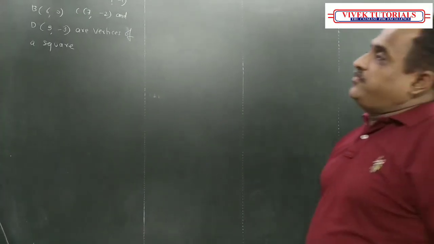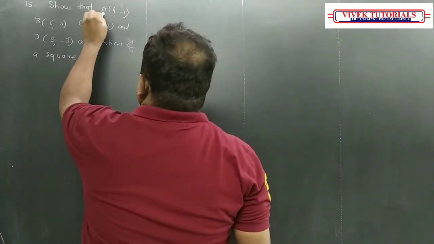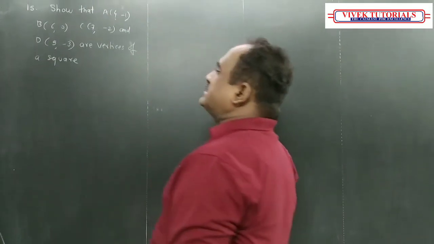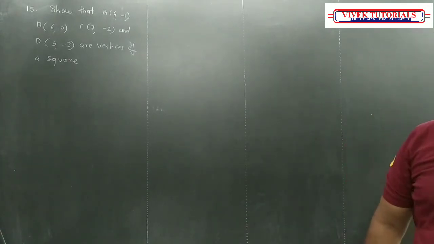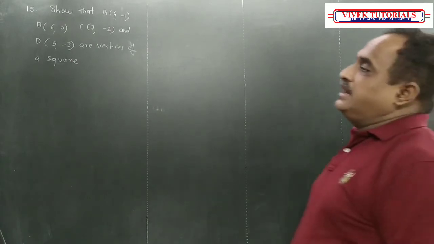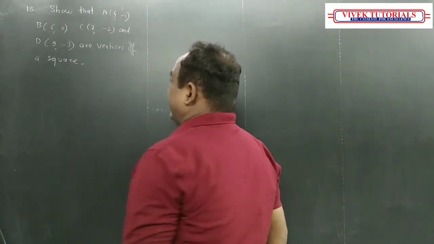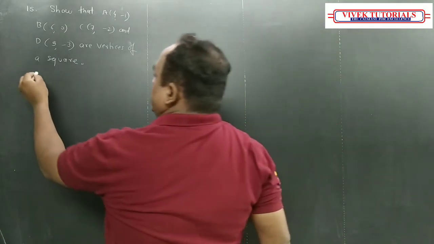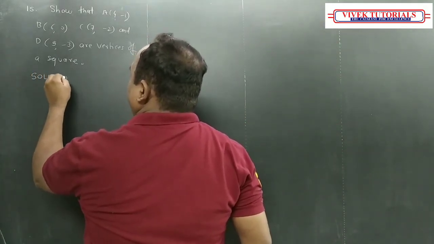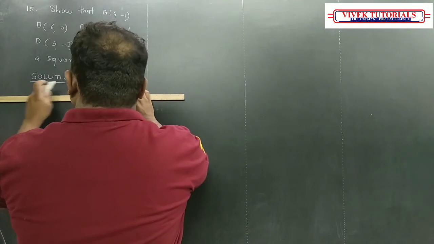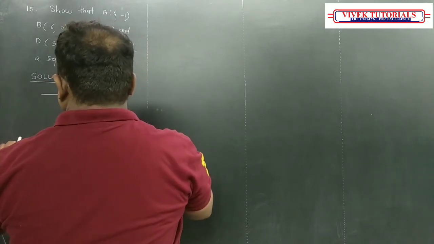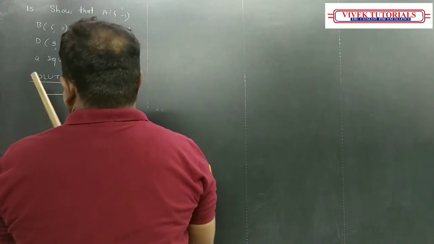Now we are going for the question number 15. Show that A 4 comma minus 1, B 6 comma 0, C 7 comma minus 2, and D 5 comma 3 are the vertices of square. अब ये बताना है कि ये स्क्वायर है, किसके वर्टाइसेस है? स्क्वायर के. So solution, हम एक डायग्राम ड्रॉ करेंगे. We know that we are going to prove it is a square. तो इस वक्त हम लोग स्क्वायर का डायग्राम ड्रॉ करेंगे, but we will not consider, we have to prove that it is a square. Okay?